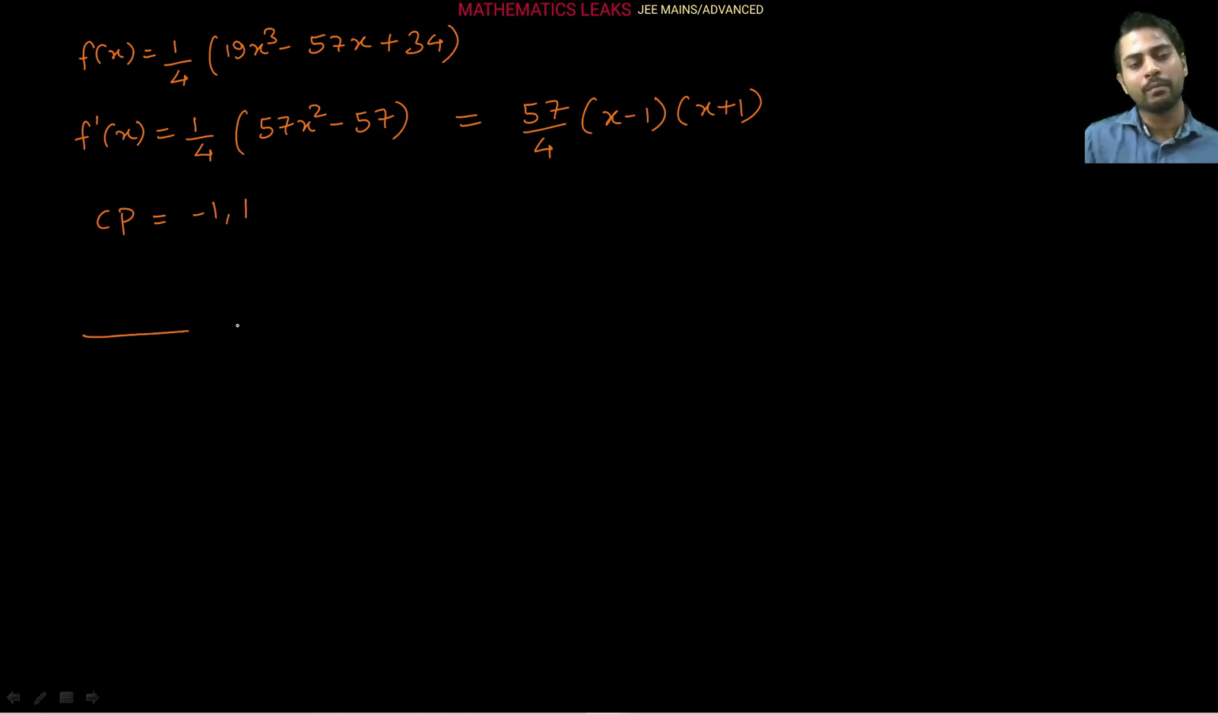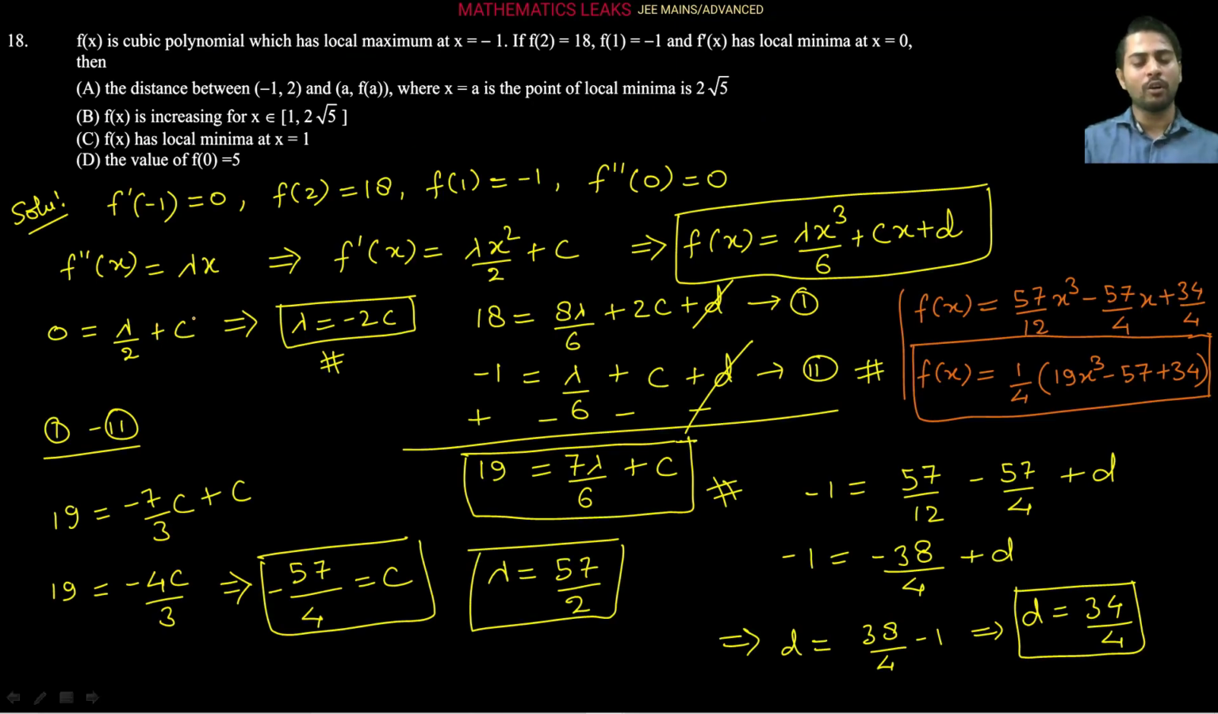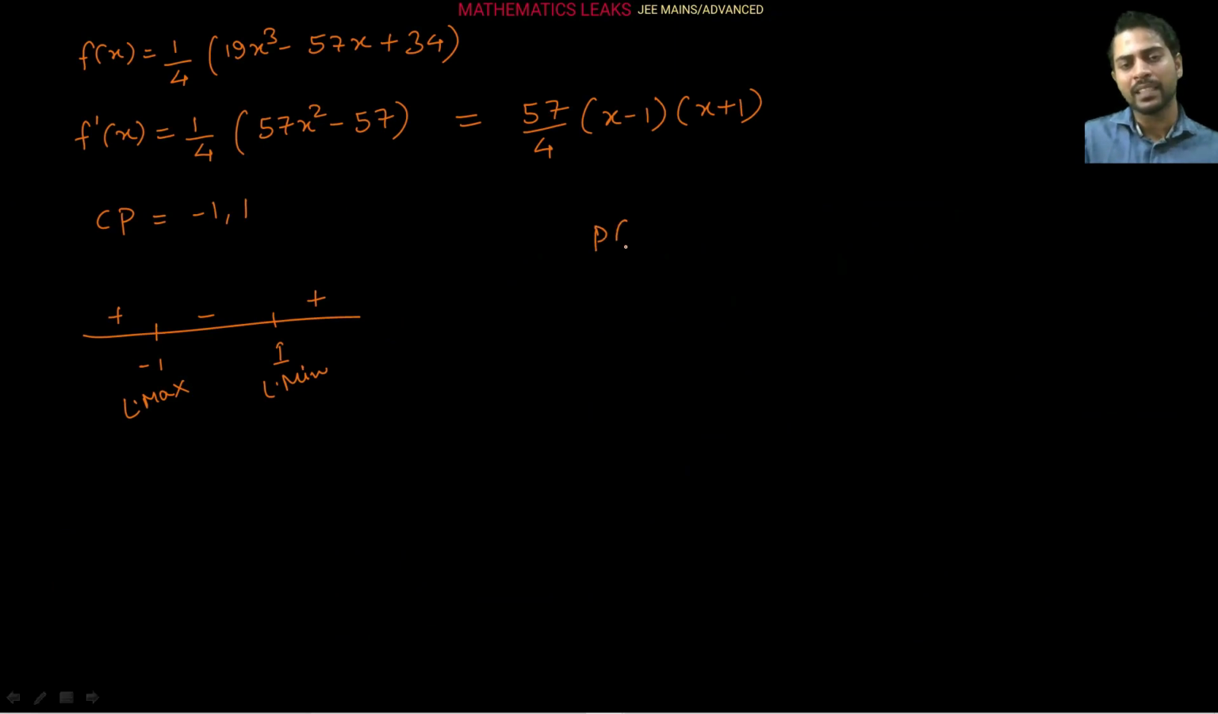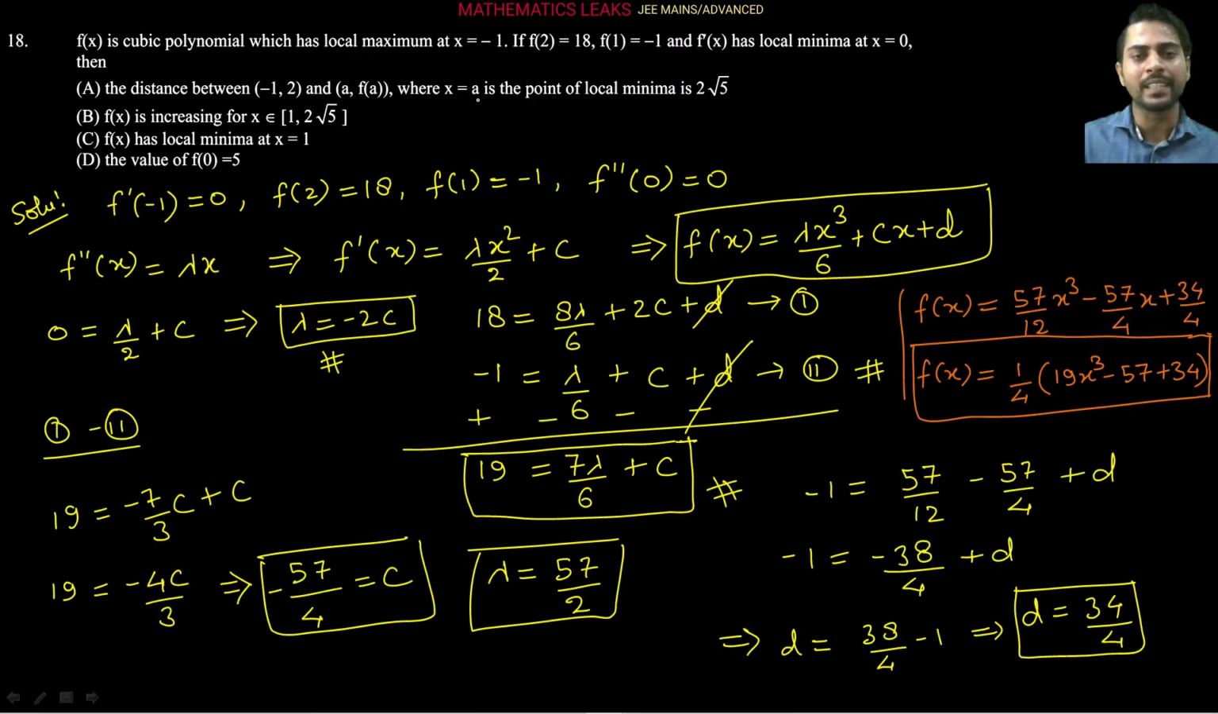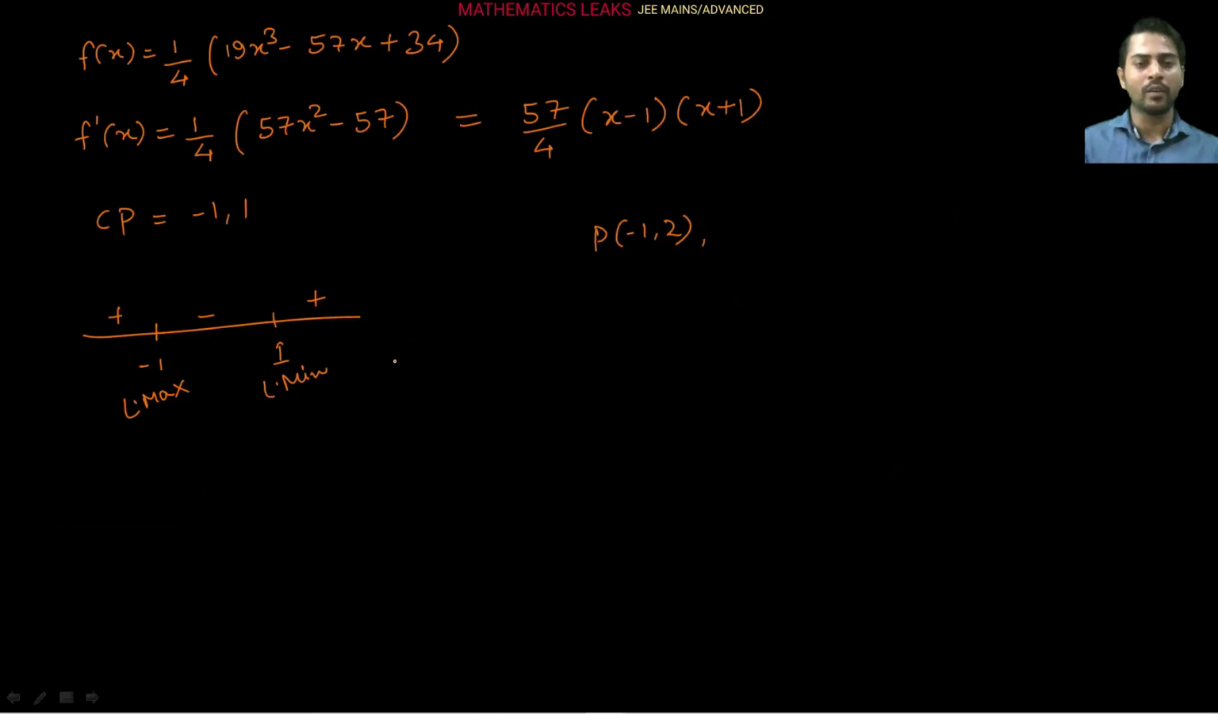So just make a real number line, and when we put minus 1 and 1, on drawing the wavy curve we can see that at x equals minus 1 we are getting local max, and at x equals 1 we are getting local min, right? Now they are asking the distance between minus 1, 2, one of the points, to a point which is (a, f(a)), where a is the point of local minima. The point of local minima is 1 here, so the x coordinate is 1.